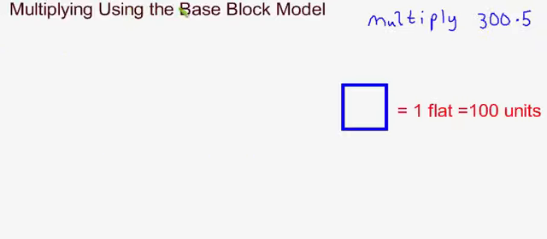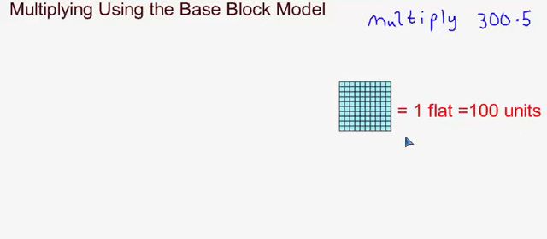In this video, I'd like to use a base block model to multiply 300 times 5. You have a choice of making 300 copies of 5, or you can make 5 copies of 300. I don't think you want to watch a video where I make 300 copies of 5, so instead I will make 5 copies of 300. Oftentimes you'll see me using a flat that looks like this that has 100 units in it. So one flat is 100 units.